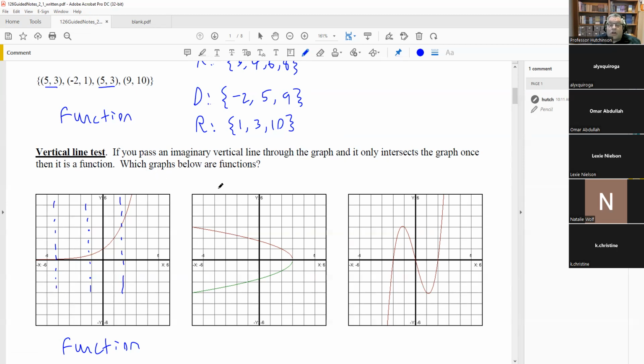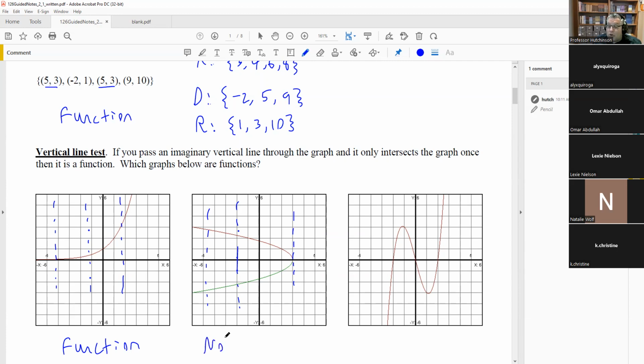Now let's take a look at the next one. If I draw a vertical line down through there, it's hitting the graph at two places. Now there is one case where I could draw a vertical line here, and that's only going to hit the graph once. But what you want to do is look at the entire graph. So if there's any other place where you draw a vertical line and it hits the graph more than once, then that means it's not a function.